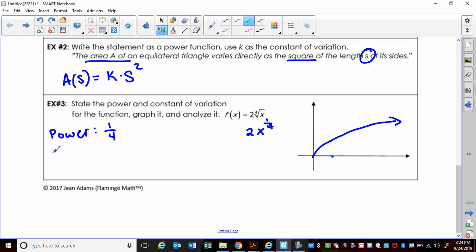The constant is 2. And the domain, it looks like it's going to start right here at the origin, and it's going to go to the right. So I'm going to just analyze it. The domain looks like it's going from 0 to infinity. I can include 0, but not infinity. My range looks like it's going also from 0, and it's going to the right but up infinitely. So I'm going to say also to infinity.